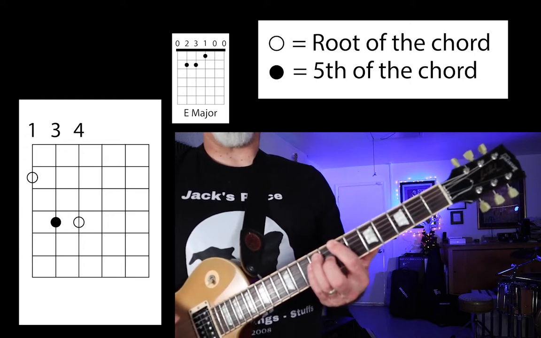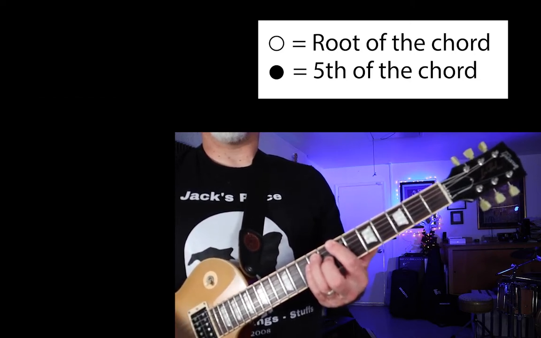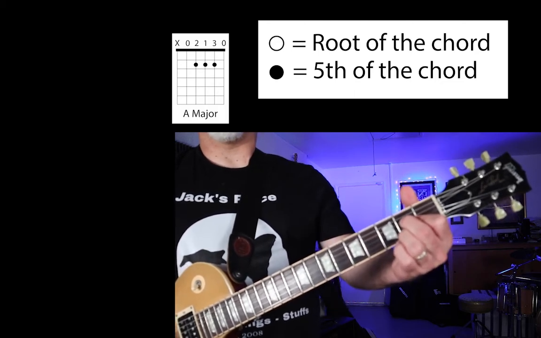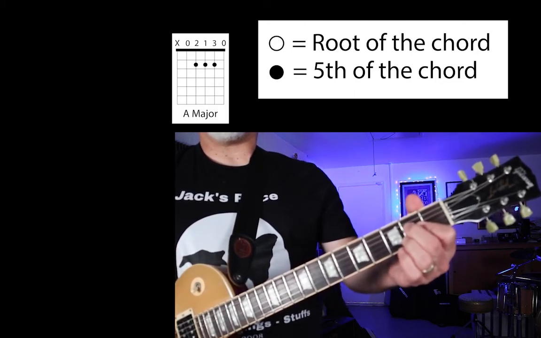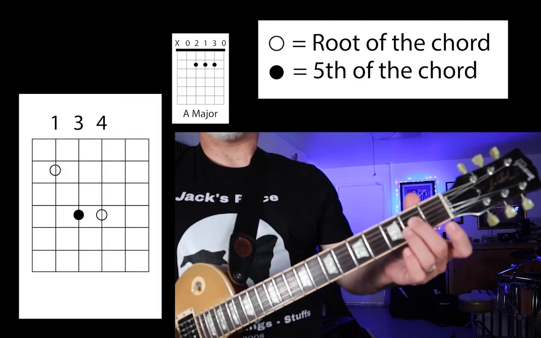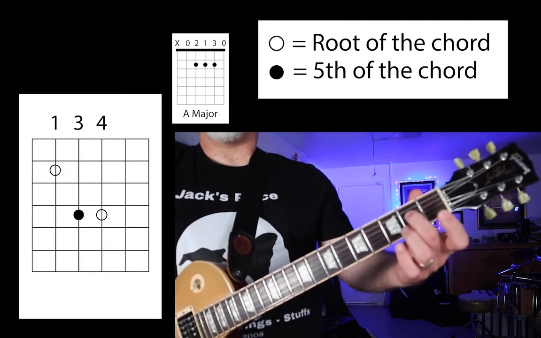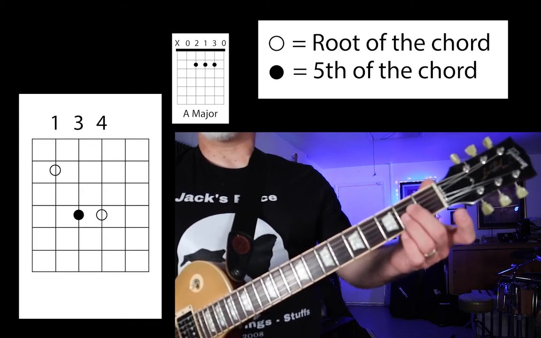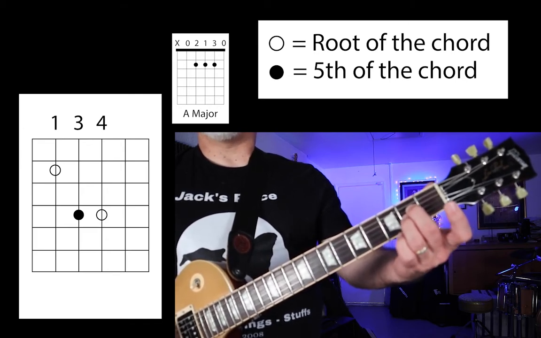Now if we go to the second one in this grouping that we're doing right now, just to make this easy for us, we're going to start with an open A chord. In that open A chord, the bottom three strings, which are the fifth string open, the fourth string on the second fret, and the third string on the second fret, we actually get the power chord out of that: root, five, and then root again.